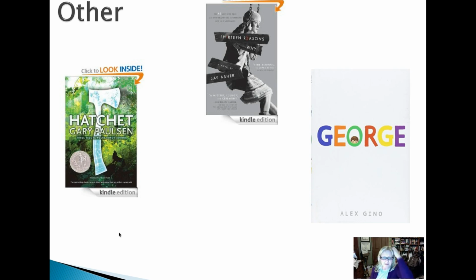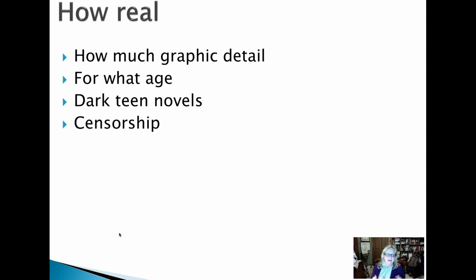But the idea of 13 Reasons Why and George, and Hatchet as a survival kind of adventure, brings us to the discussion about how real realistic fiction should be. We're going to read this week about it, but how much graphic detail should be in a book? Are teen novels too dark? There are a lot of complaints that teen novels are too dark, but teens really want to explore these situations through the safety of a book, it seems.